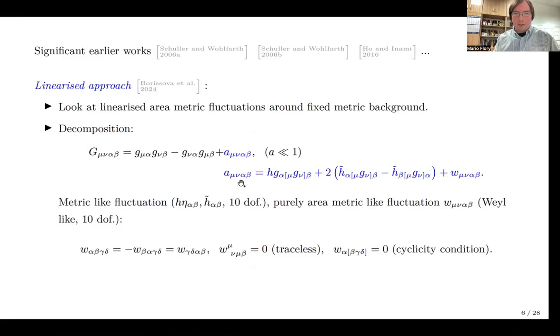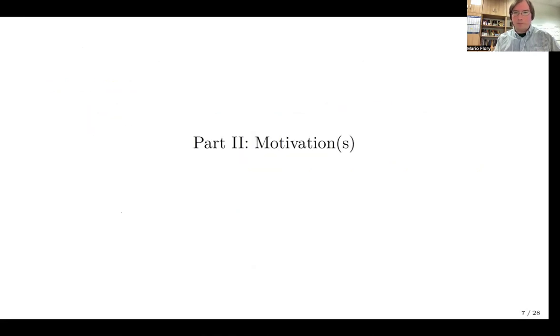And this area metric fluctuation in turn is split into 2 parts, one corresponding to a regular metric-like fluctuation, accounting for 10 degrees of freedom, and one being the purely area metric-like fluctuation, which accounts for 10 more degrees of freedom and satisfies these properties. So in addition to the properties of a general area metric, this also has to be traceless, making it look a little bit like a Weyl tensor. So this is essentially what we are working with.